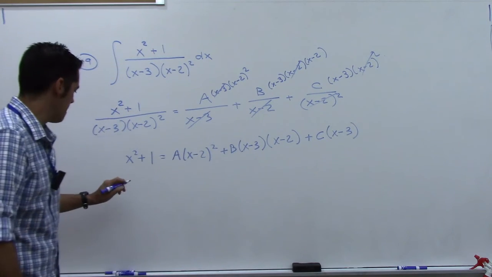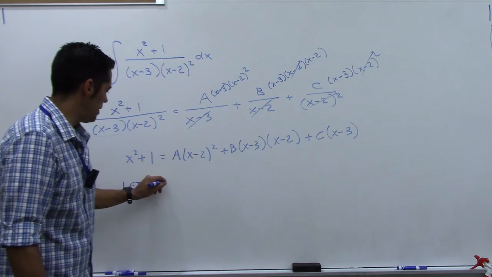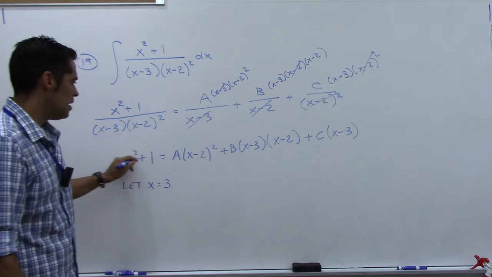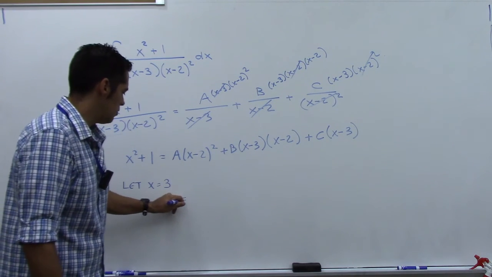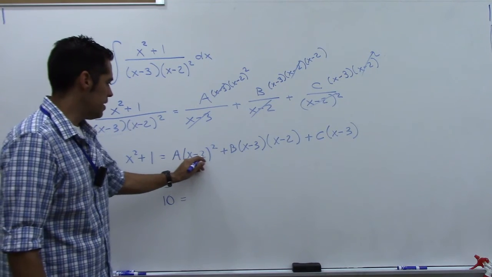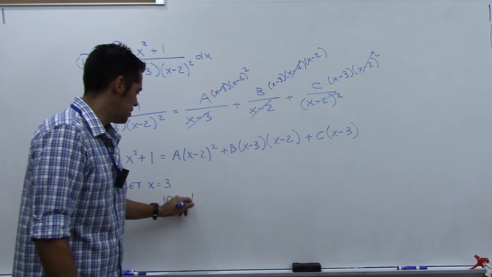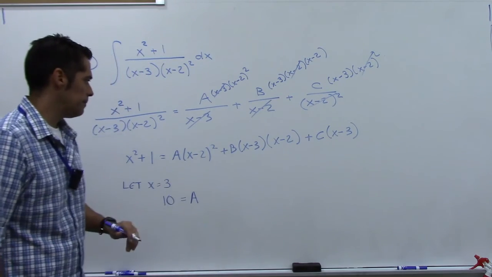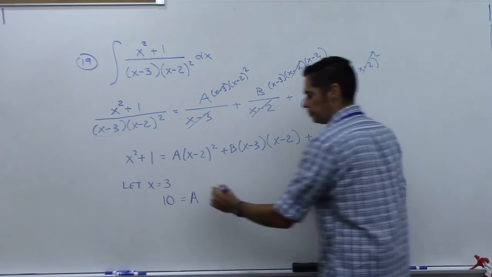So let's do it. Let x be equal to 3. This left side becomes 3 squared is 9 plus 1 is 10 equals, if x is 3 here, 3 minus 2 is 1, 1 squared is 1. So we get just a times 1, which is a. And then everything else is gone. So I know a is 10.